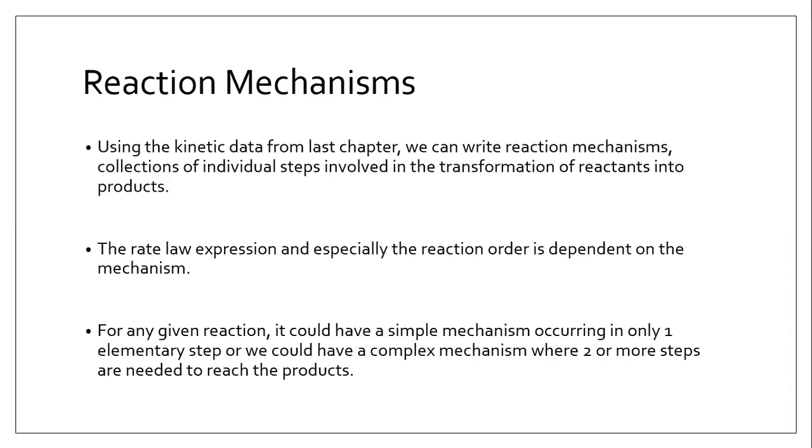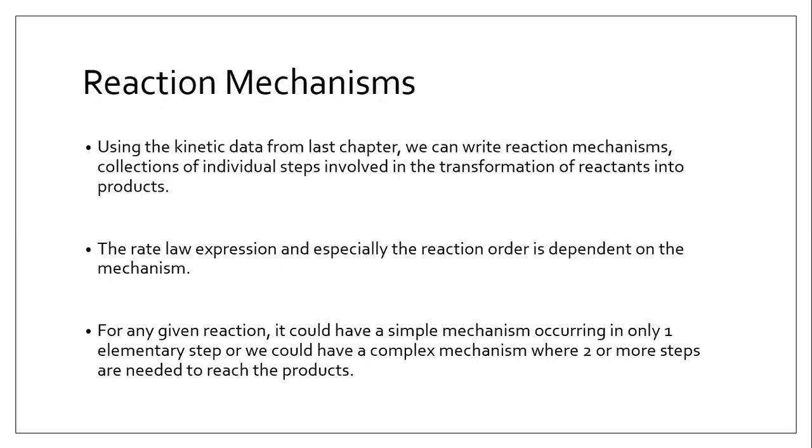It could be that A and B collide and immediately make C. Or it could be A and B collide, make another intermediate, and then sometime later they have to collide with something else and they fracture apart into C. And that's what we're going to try to understand. We're going to look at individual steps and how the rate laws are managed in there and how the reaction order is dependent on the actual mechanism.